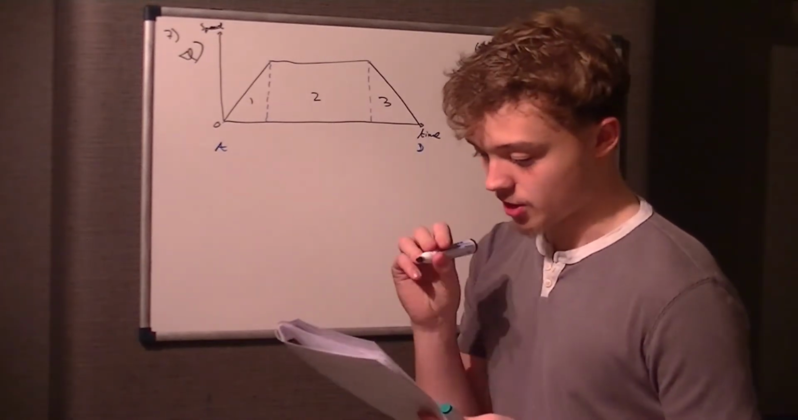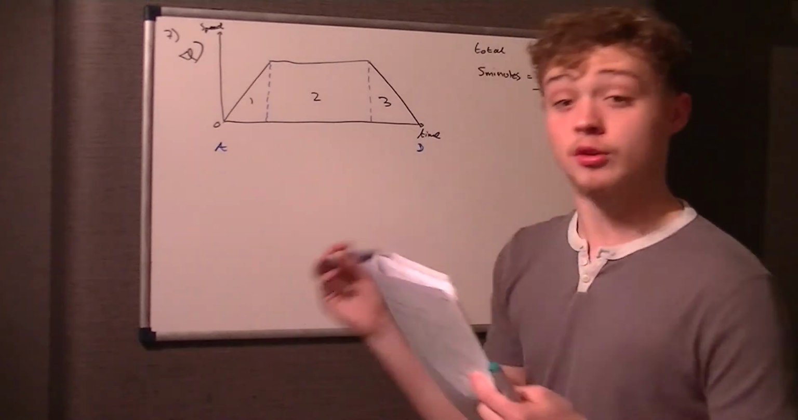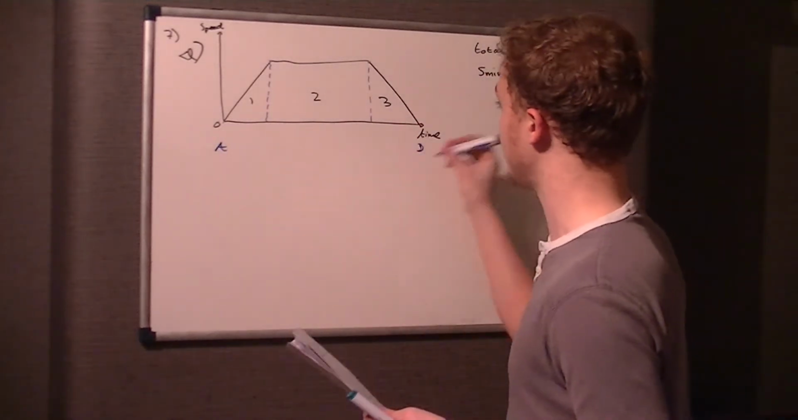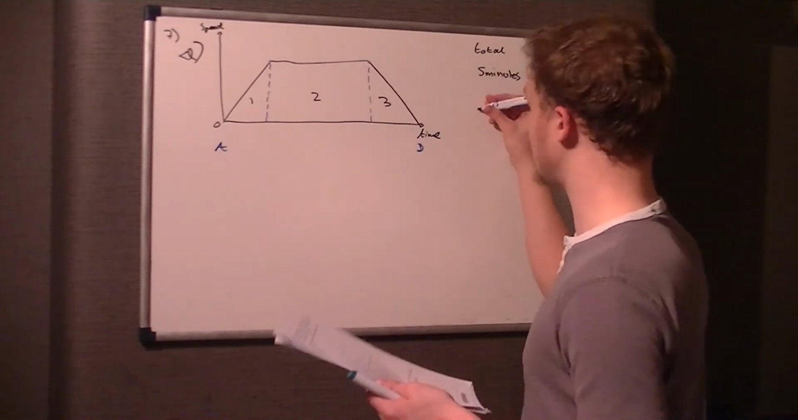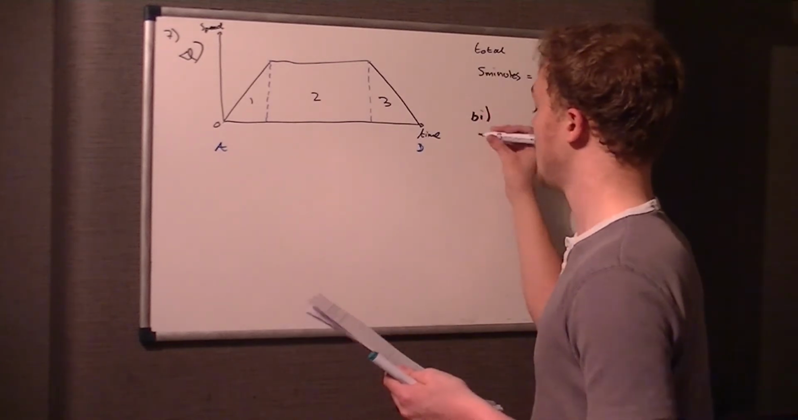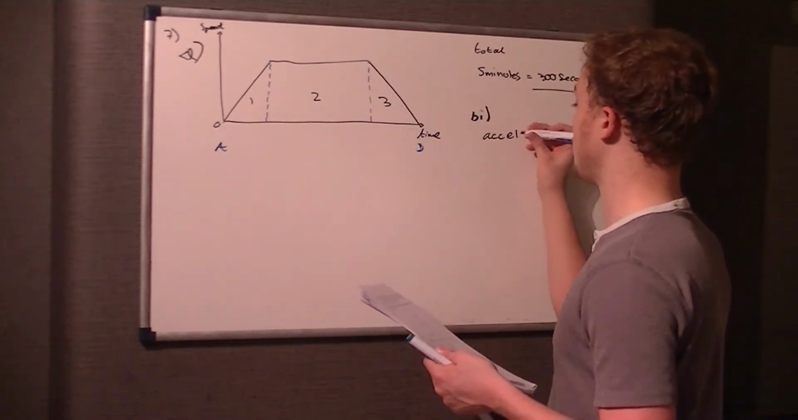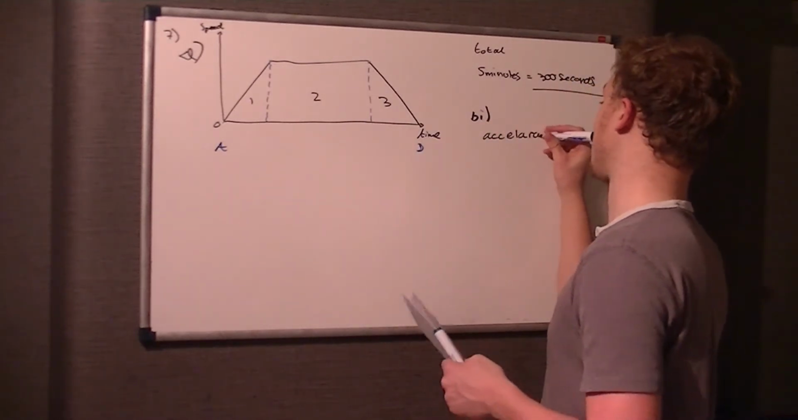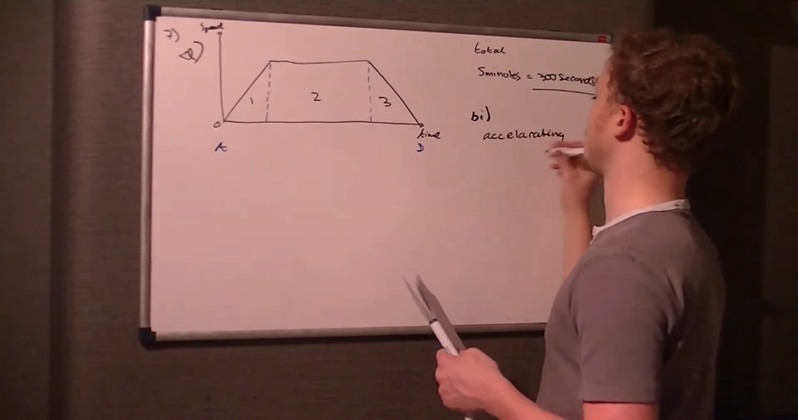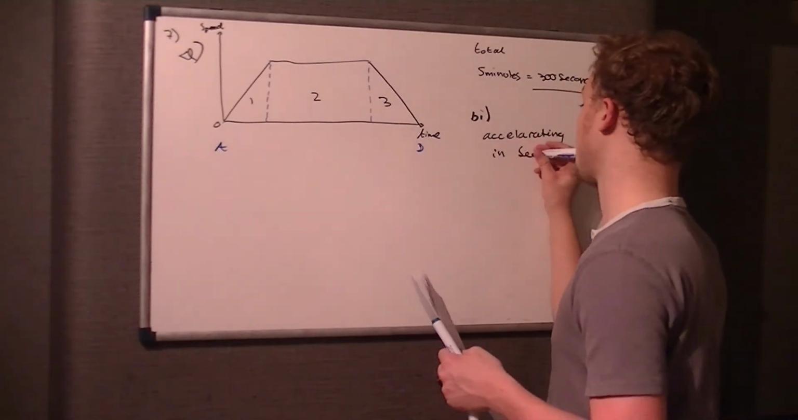Now we need to go back to the figures. We were told there's an acceleration of 0.5 meters per second squared. So I break this down into B part 1, which is the acceleration. If you've drawn this on your graph, you can put accelerating in section 1 only.